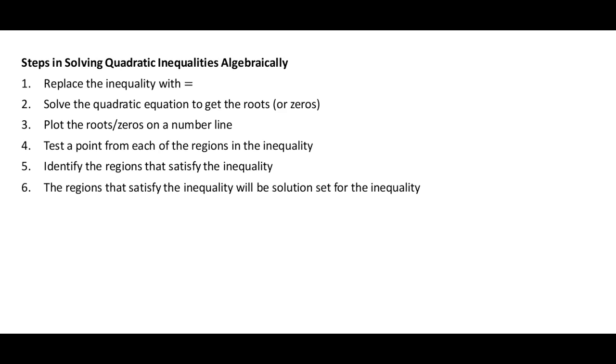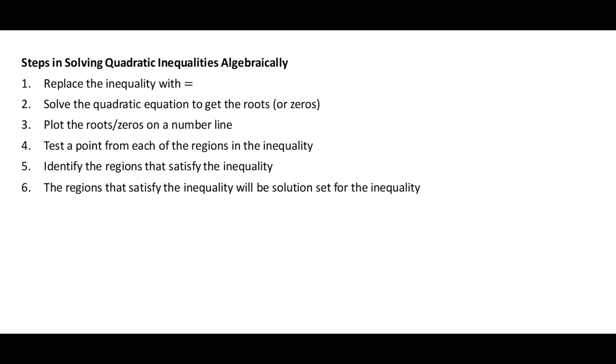So here are the steps. The first thing you want to do is replace the inequality with an equal to sign. All that means is that we're going to change the inequality first to an equation, and then we're going to solve the quadratic equation to get the zeros or the roots of the quadratic equation. We'll plot the zeros on a number line, and then we're going to test a point from each of the regions in the inequality, and we're going to use that to identify the regions that satisfy the inequality, and the regions that we identify will now become the solution set for the inequality.